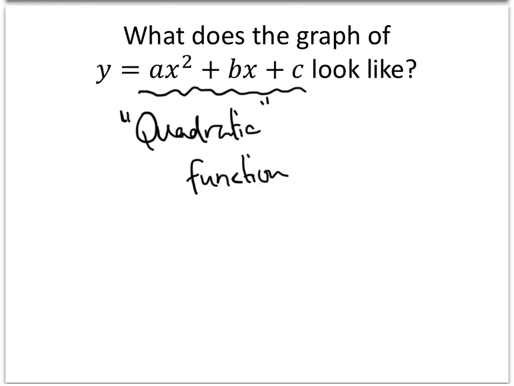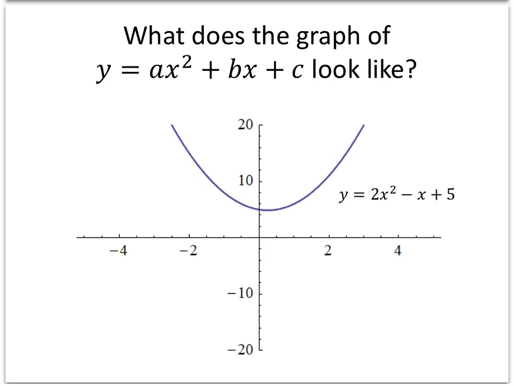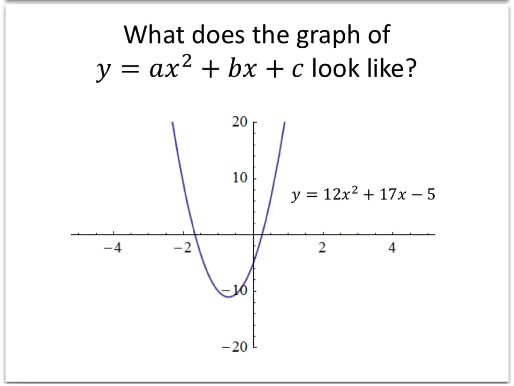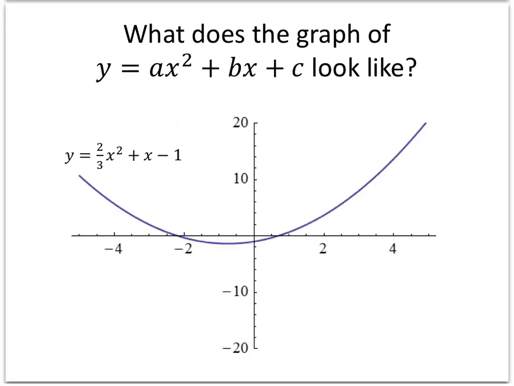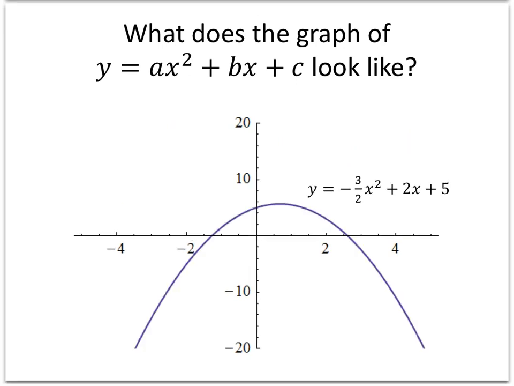Well, if we start picking some random values for a, b, and c, the shape that we get always looks generally the same. It always looks like sort of a U-shaped curve. Sometimes it's skinnier, sometimes the U is wider, and the U is even upside down. But it's always got that distinctive U shape, and that shape is what we call a parabola. That's sort of a strange word, but that's the word that we use for this type of curve.